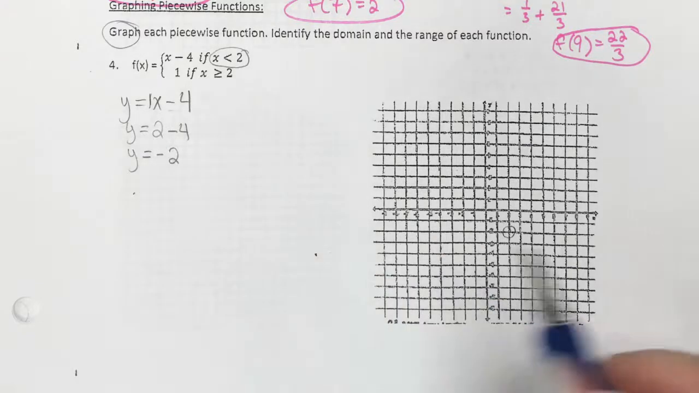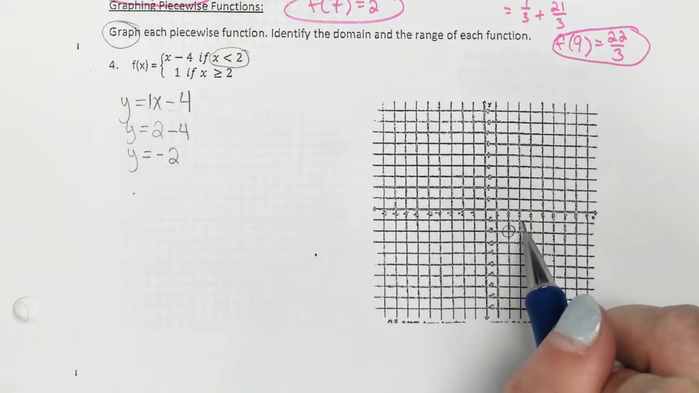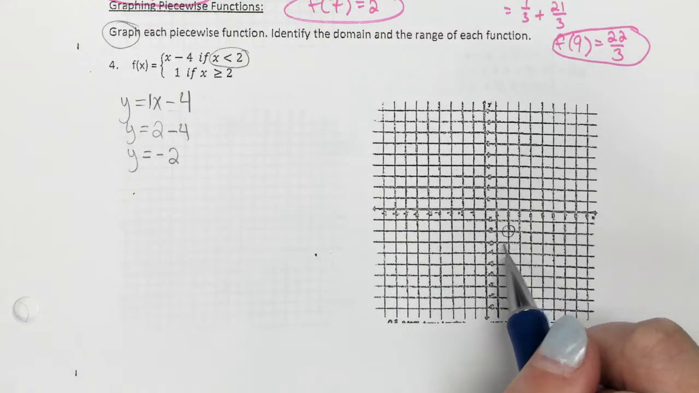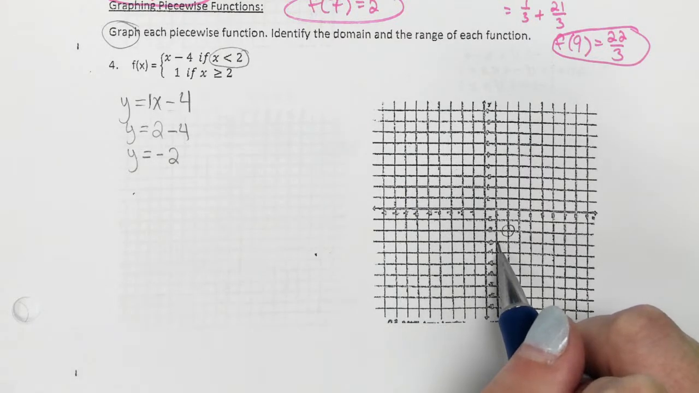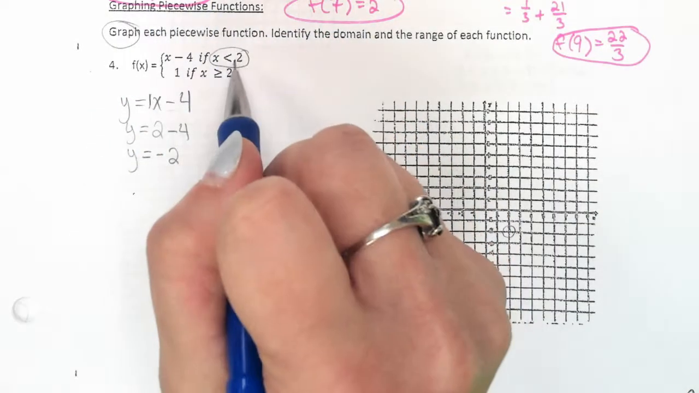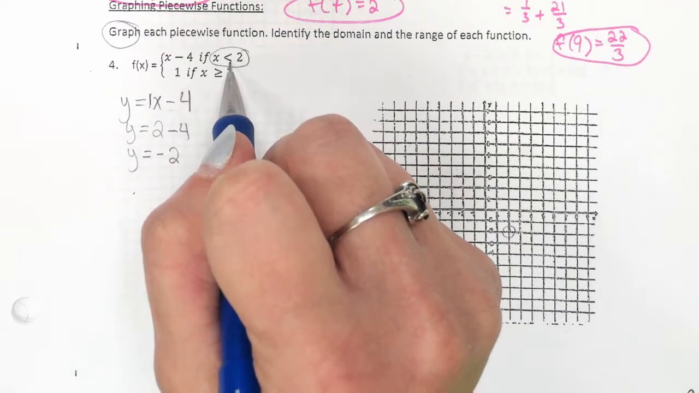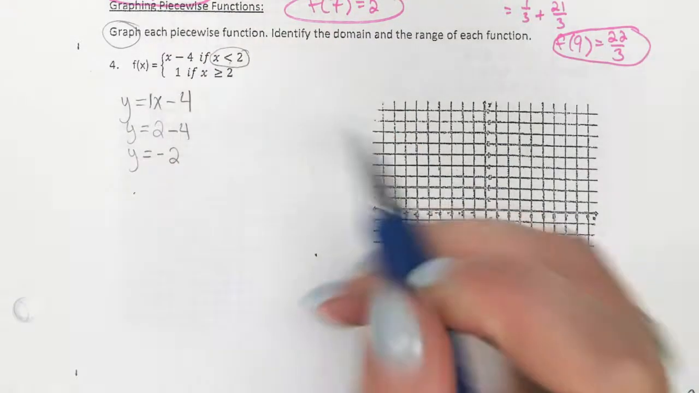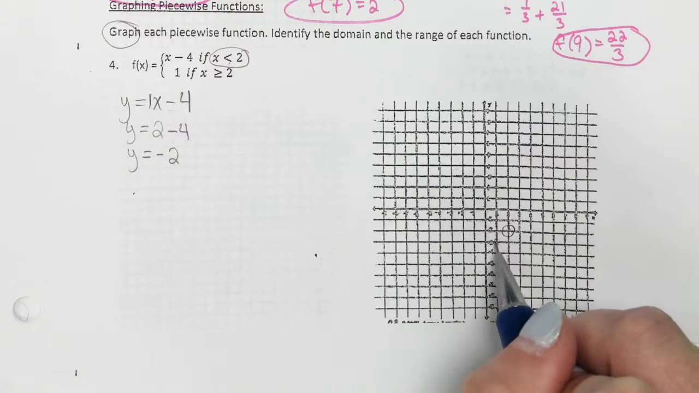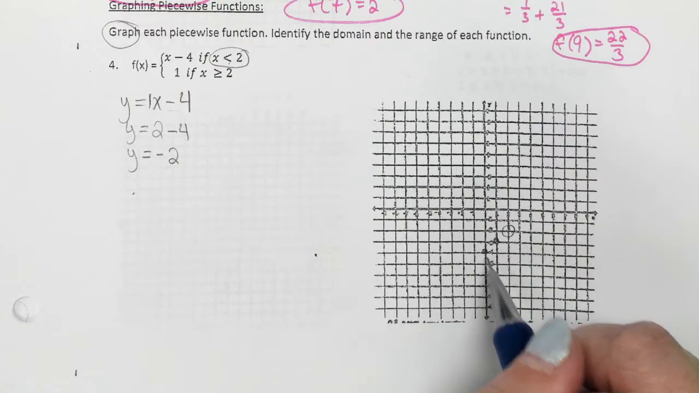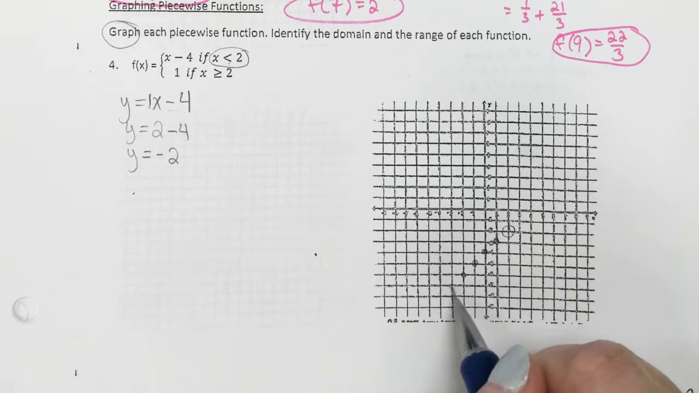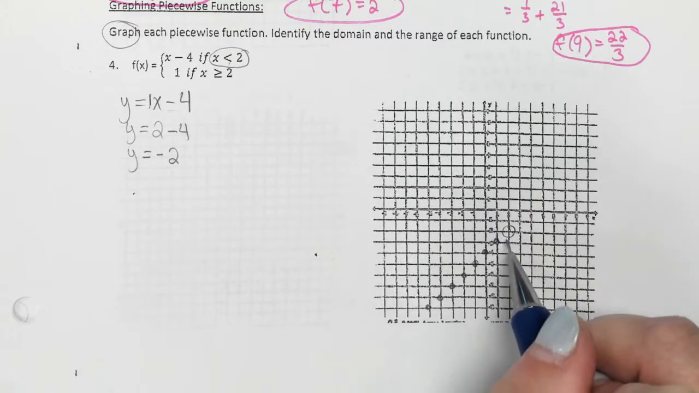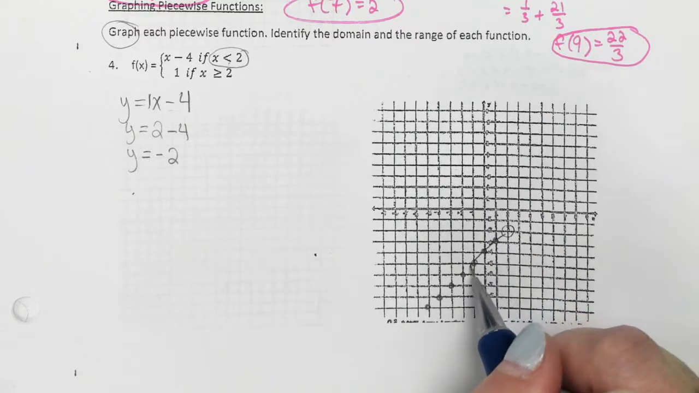Now here's the thing. I do not want to go up 1 and right 1. I want to go down 1 and left 1. Can anybody tell me why I want to go down 1 and left 1? Very good, Piper. X is less than. It wants all the x's less than. So we're going to go down 1 and left 1. Are these like closed dots? Yep, all these are closed dots. The only one that's open is the one that does not include 2. And then we're going to draw our line.